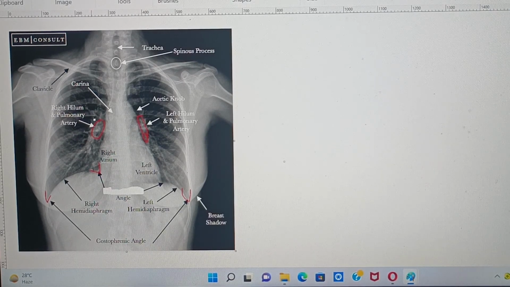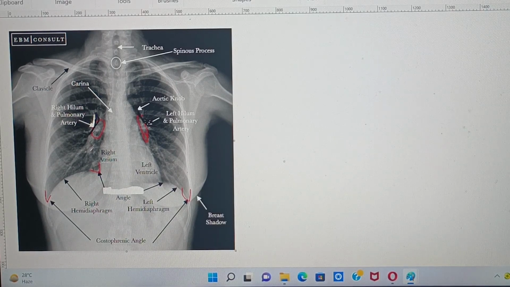You can see the hilum is usually concave like this, and this concavity is laterally. So hila are concave laterally. You can see the right hemidiaphragm is above the level of the left hemidiaphragm, but for the hilum it is opposite. The right hilum is below the left hilum.